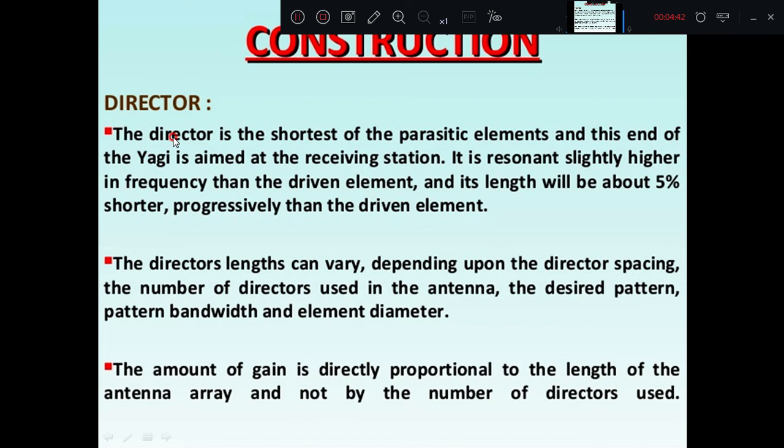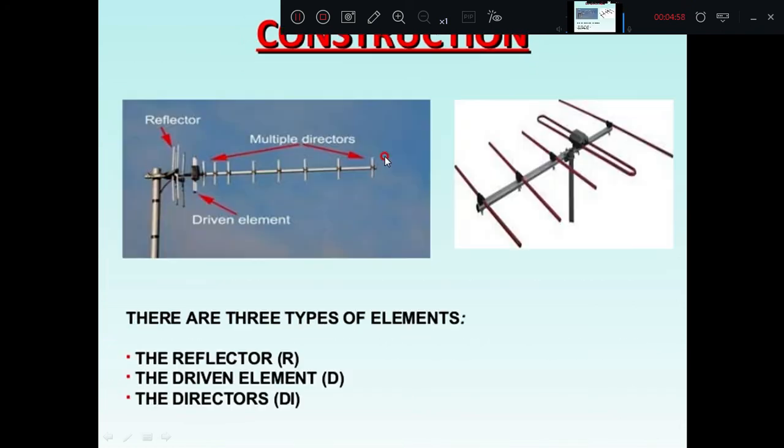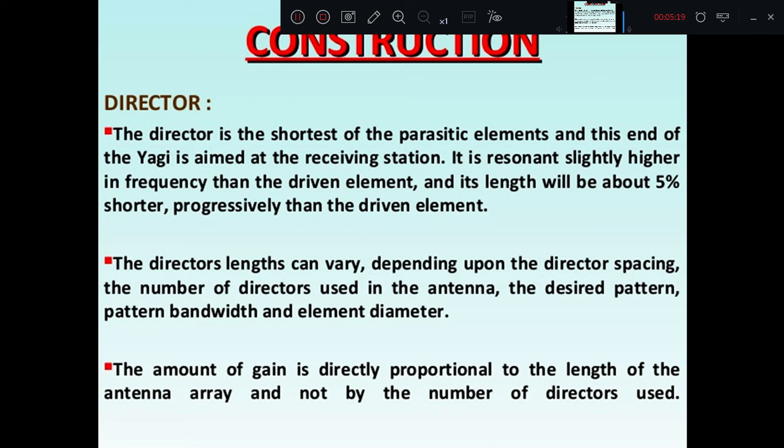The director is the shortest of the parasitic elements, and this end of the Yagi is aimed at the receiving station. The director is closest to the receiving station. Among the three elements, this side is the receiver and this side is the transmitter, and this antenna acts as a transition medium between the transmitter and the receiver, right? So to the receiver, which element is the closest? The director is the closest to the receiver.